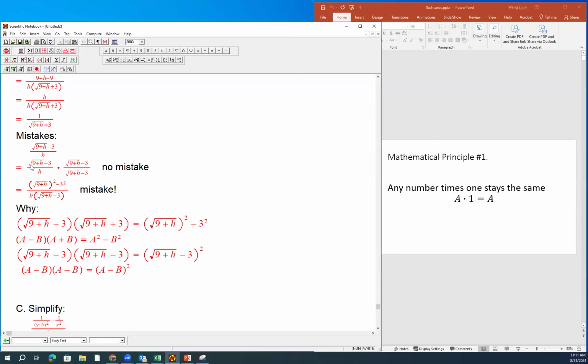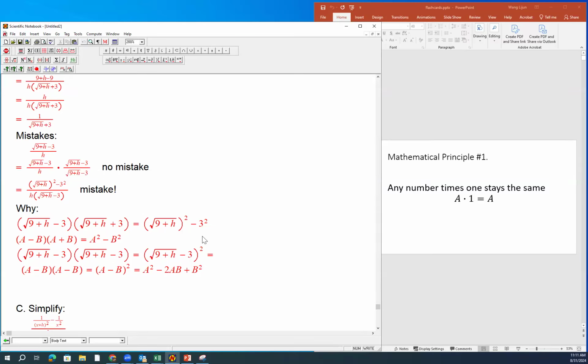So the mistake made was telling the reader that A minus B times A minus B is A squared minus B squared. That's not true, right? So what is A minus B squared? If you FOIL it, you're going to get A squared minus 2AB plus B squared.